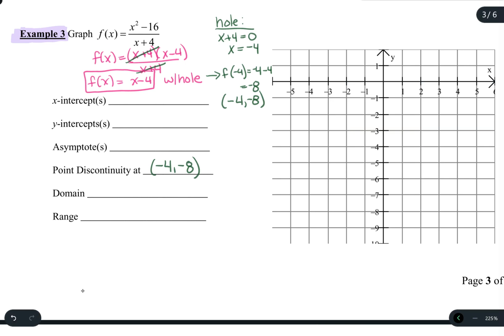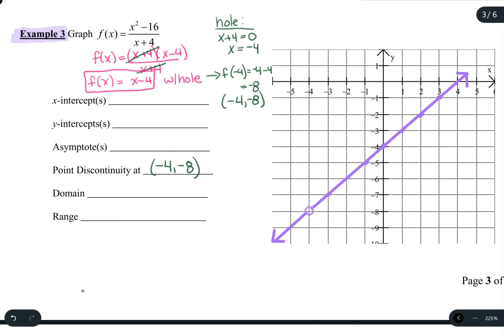I can go ahead and start by just graphing that. I know that my y-intercept is negative 4, and my slope is 1, so rise 1, run 1, rise 1, run 1, rise 1, run 1. But I know I have a hole at negative 4, negative 8, so I'm going to put an open circle right there. And that flows with my line. Then I'm going to connect that to make my line. Don't forget, when you make your line, you're always going to put arrows on it, arrows in one direction, and arrows in the other direction.